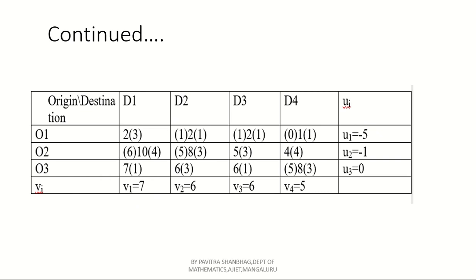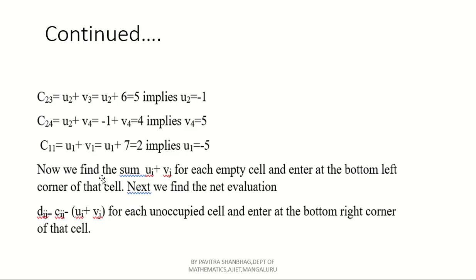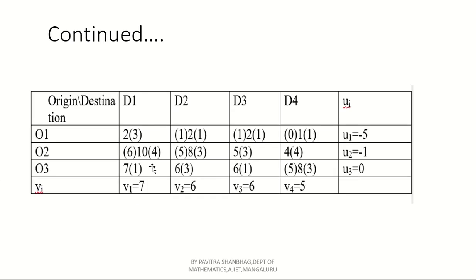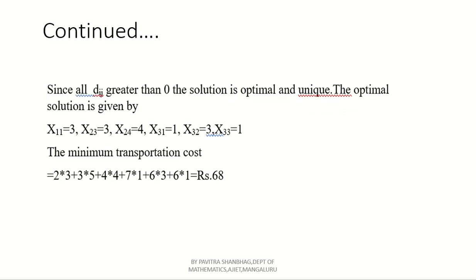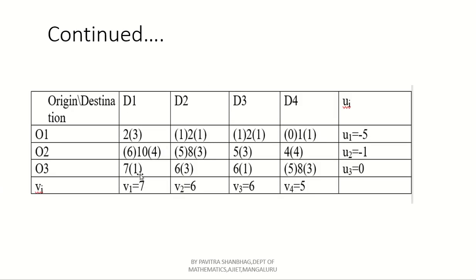Whatever we obtained in the previous case, you have to replace back in this table. That is what we are getting: u1 equal to minus 5, u2 equal to minus 1, u3 equal to 0, and v1 equal to 7, v2 equal to 6, v3 equal to 6, and v4 equal to 5. Now at the end, since all Dij are greater than 0, all Dij are positive. Check here, all Dij are positive.